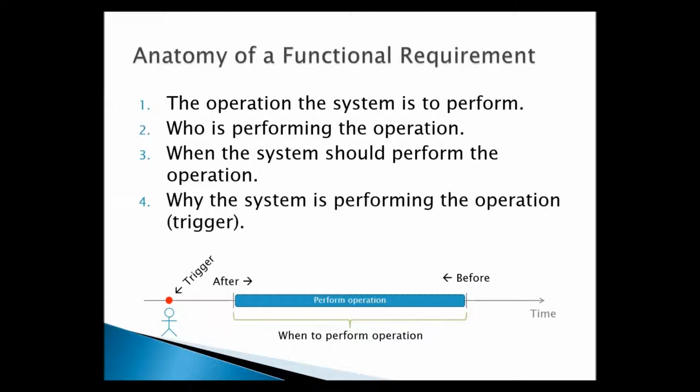Why the system is performing the operation. A functional requirement must describe when it's to come into effect. For example, a functional requirement is effective when the user performs an action within the system, such as clicking a button.